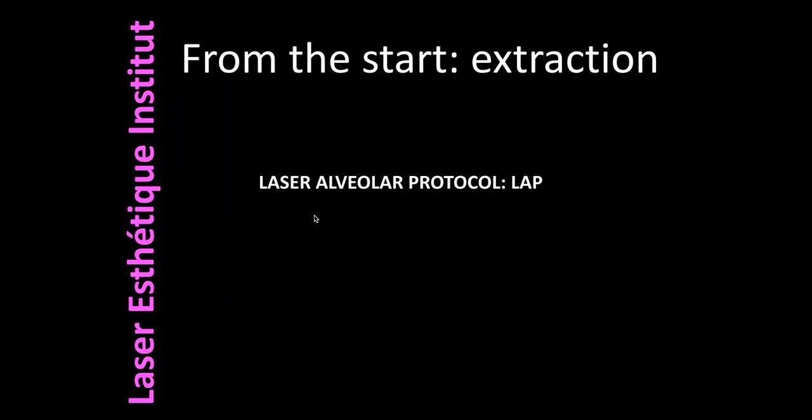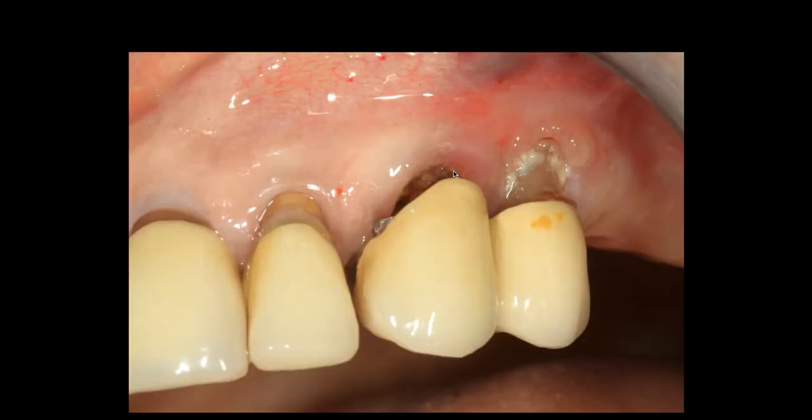We will see that in implantology, sometimes we just have to make an extraction. So from the start, how to work with lasers for the first part, just to have a better result with lasers, and to have better results for the second time in implantology. I published a protocol which is the laser alveolar protocol. Interesting, because you can see here very often we lack fixed gingival tissue, we have infection, and we can imagine that here we will have a bad situation after extraction.